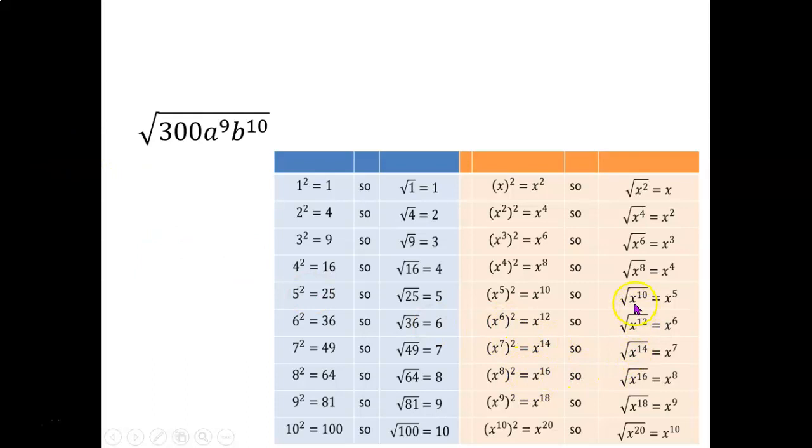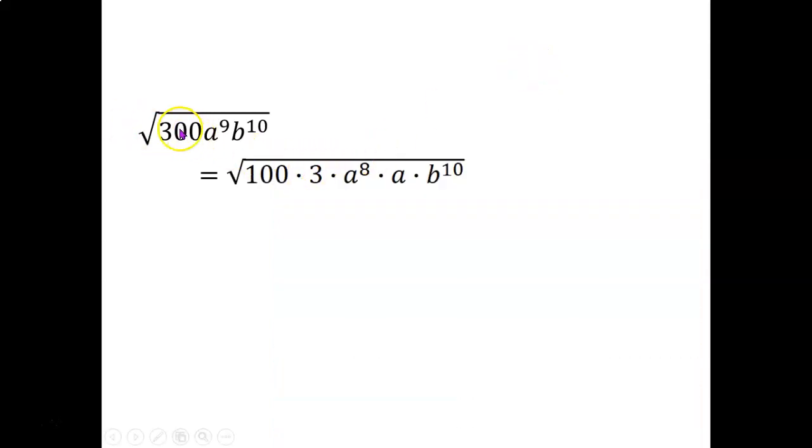We can take the square root of something to the 10th power and just get something to the 5th power. So after we do that factoring that I was talking about, we're looking at the square root of 100 times 3 times a to the 8th times a times b to the 10th. So the square root of 100 is 10. The square root of a to the 8th is a to the 4th. The square root of b to the 10th is b to the 5th. And then still left over underneath the radical sign, we have the square root of the 3 and the a here.